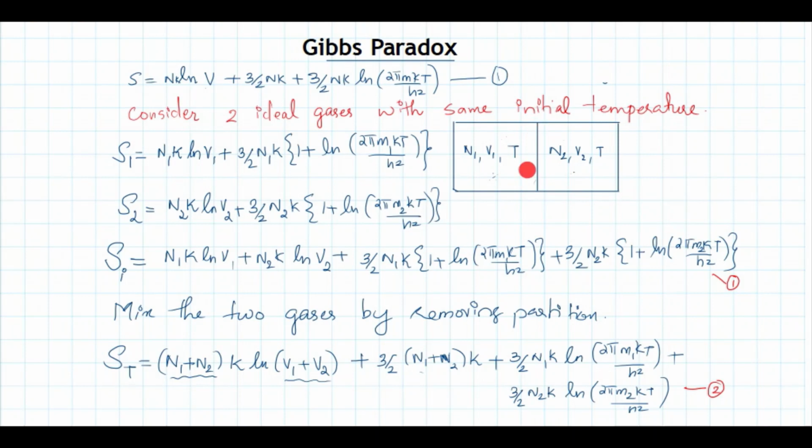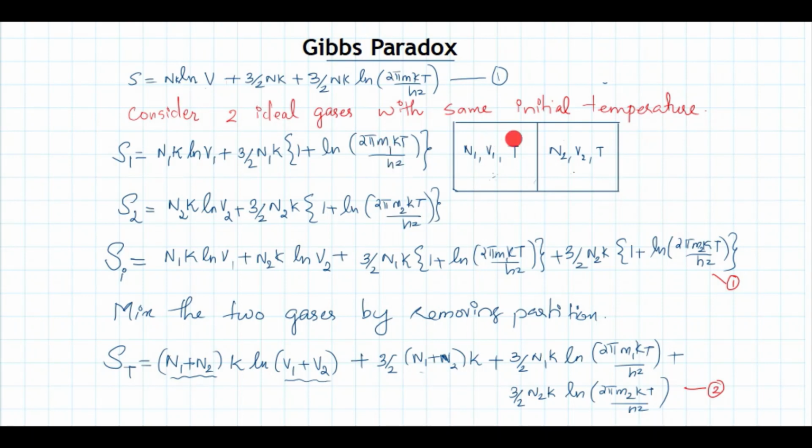They are in two compartments. The first compartment contains a gas of N1 molecules, V1 volume and T temperature. The second compartment contains another gas with N2 number of molecules, V2 volume and T temperature. What is the entropy of the gas in the first compartment? It is S1 equal to, put N as N1 in equation 1: N1 k log V1 plus 3 by 2 N1 k into 1 plus log 2 pi m1 kT by h square.